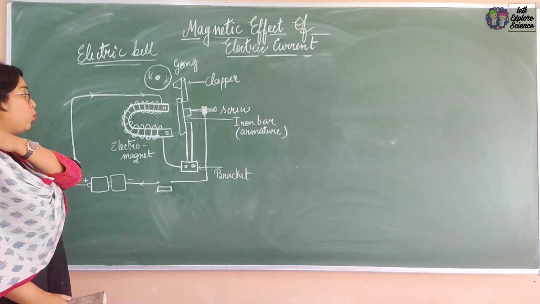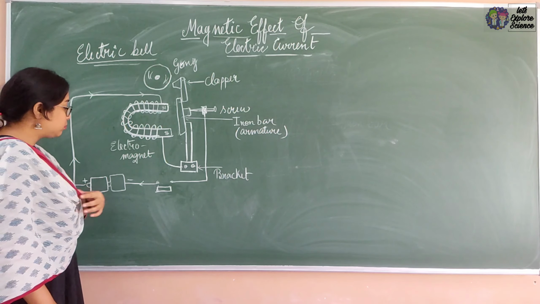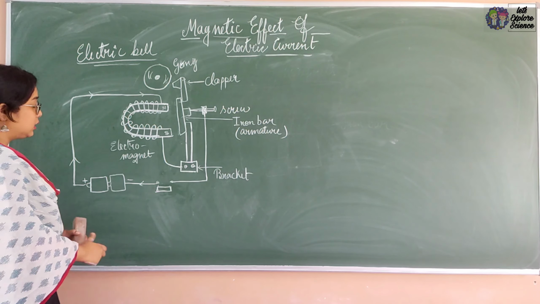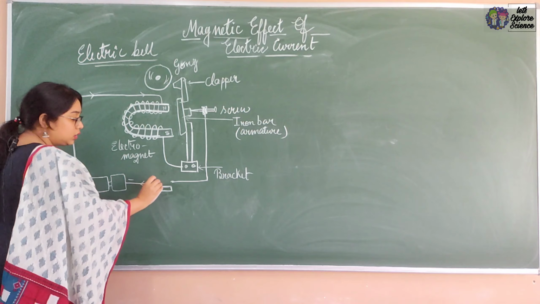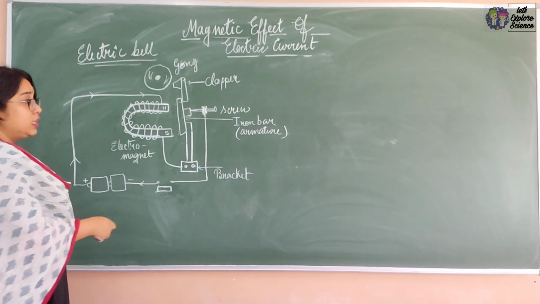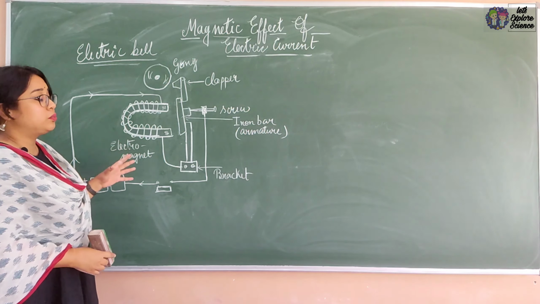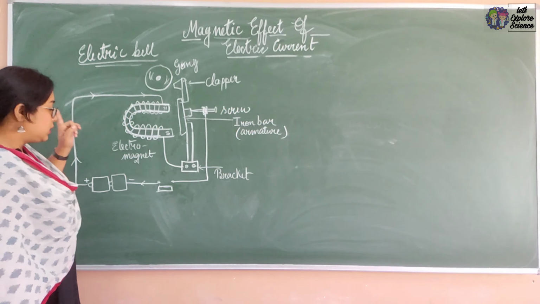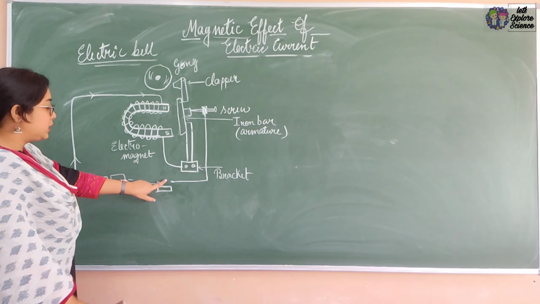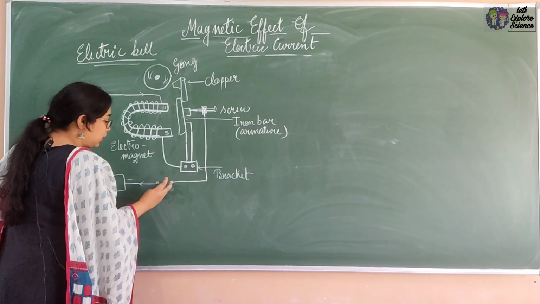Now let us know about the working. See, in this case, when we switch it on, when we push the button of the electric bell, in order to ring this bell, we need to press the button and hold it for some time. When we hold it, when we press the button, the circuit will be completed.